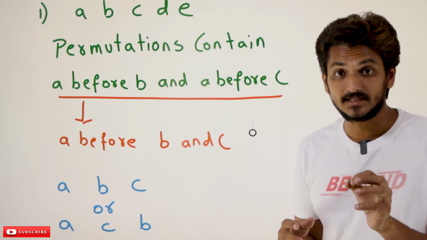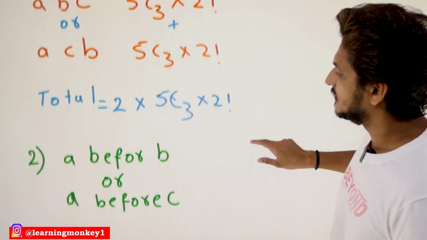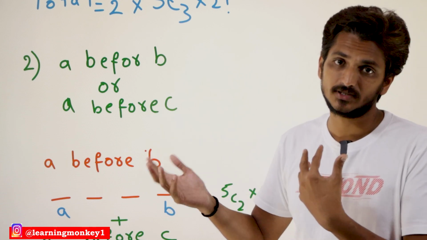Now take the second example. This is very important and a bit complex to understand. The second example is completely based on the first one. If you understand the first one, the second one is easy.